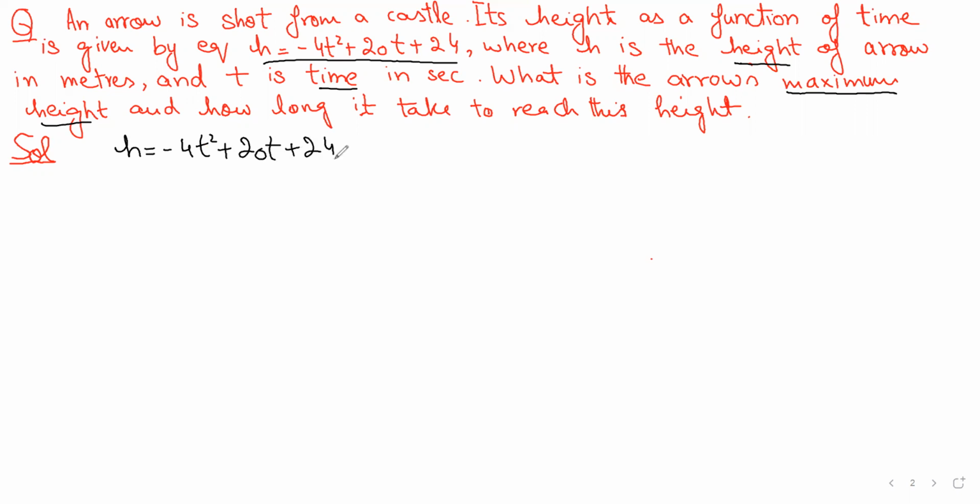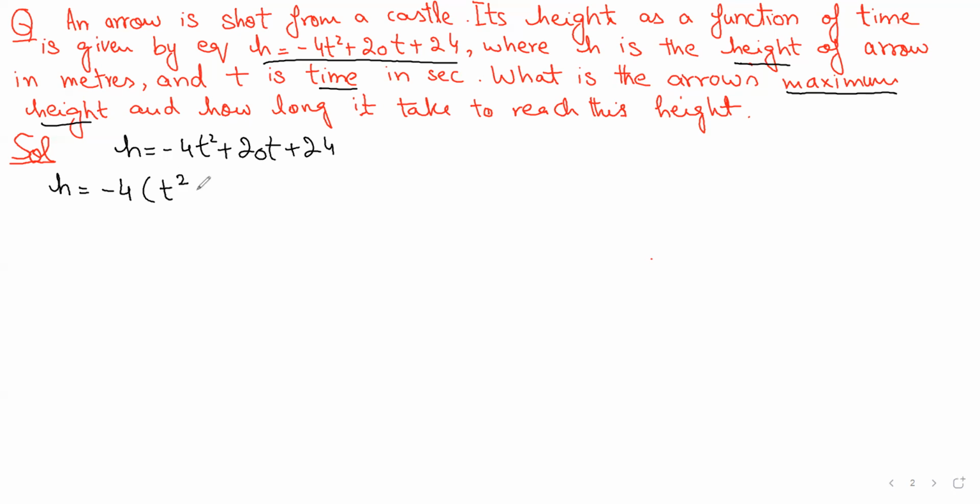Now, it's up to me. Either I can solve it by quadratic, by factorization, or by completing the square. In this scenario, we have to find the vertex, and to find the vertex, we always use the completing the square method. So I'm going to solve by completing the square. So h equals negative 4, and I'm going to take it outside as a common factor.